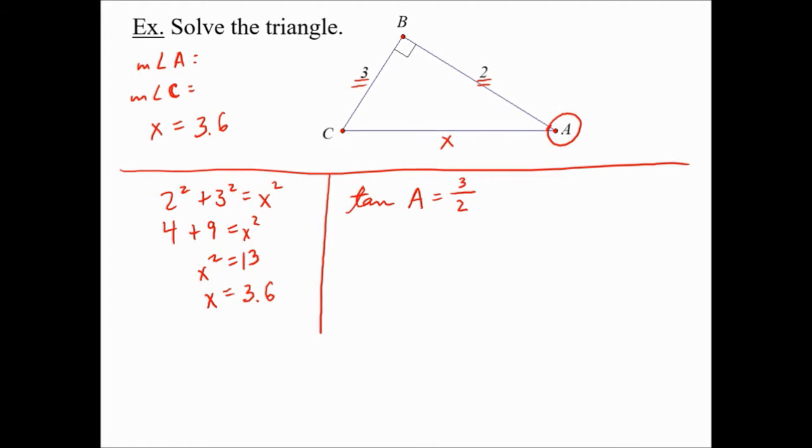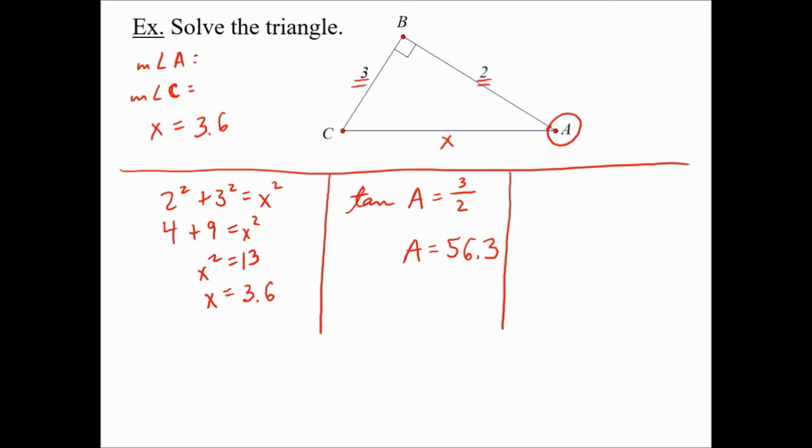And then once again, to solve for A, I need to undo the tangent. I need to get the tangent away from the A. So on my calculator, I'm pressing second, and then I'm pressing tangent. And then 3 over 2, I'm getting an answer of 56.3. Basically, guys, anytime you're solving for an angle, you're going to use the inverse sine, cosine, or tangent rather than the regular sine, cosine, or tangent. If you're solving for an angle, you're going to undo the tangent, so you're going to have to use the inverse tangent.